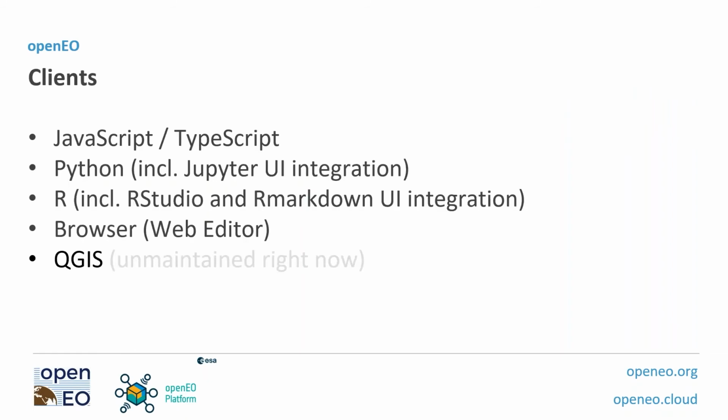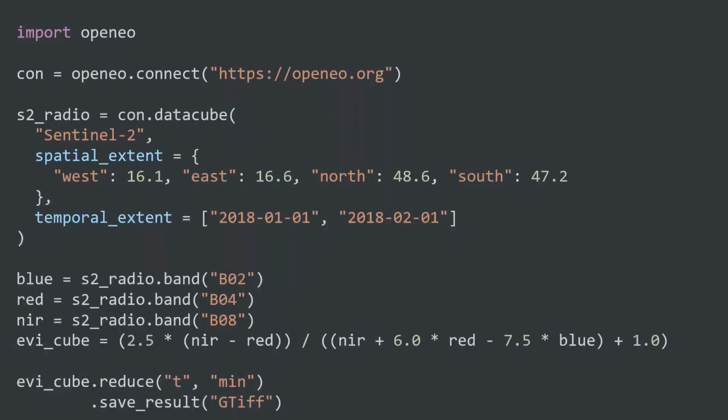We have clients implemented in JavaScript and TypeScript, which power the web editor as well. So we have a browser-based client. We have Python and R as very common programming languages in the EO world. Both integrate into Jupyter as well, so you can see nice UI widgets coming out of them if you run the clients, and it also works well with RStudio and R Markdown. We have a Vue.js client, but that's unmaintained right now, but we'll pick that up again in the future.